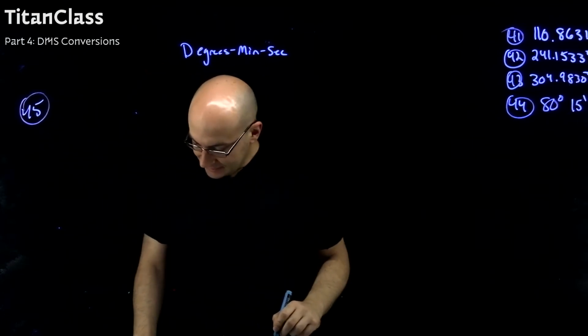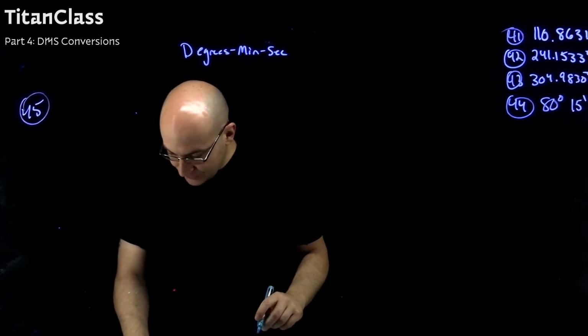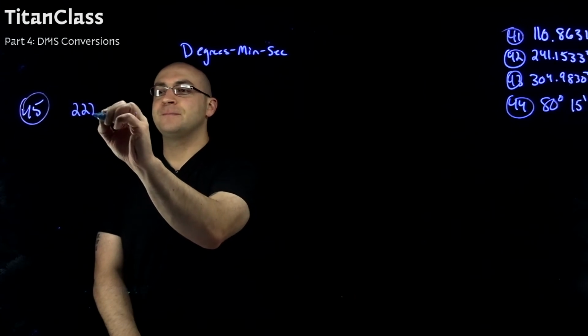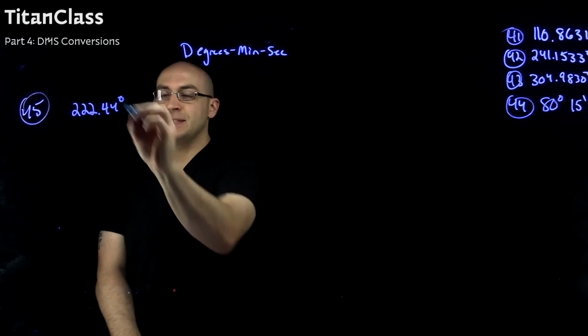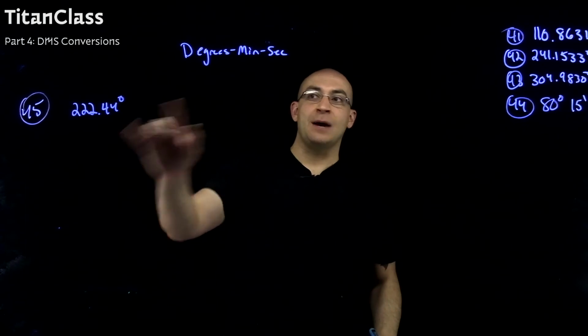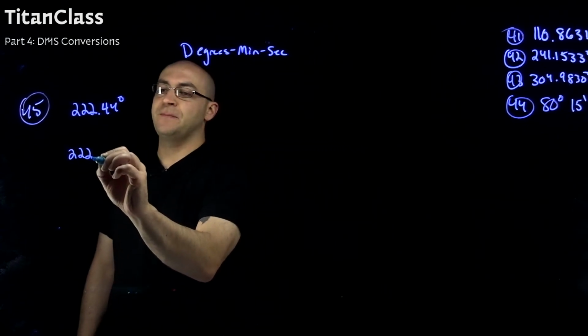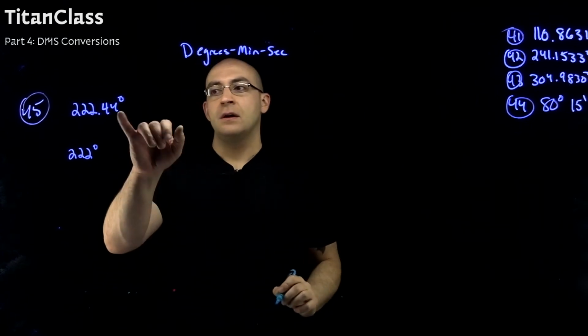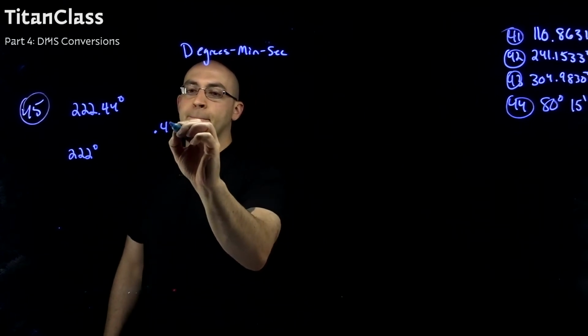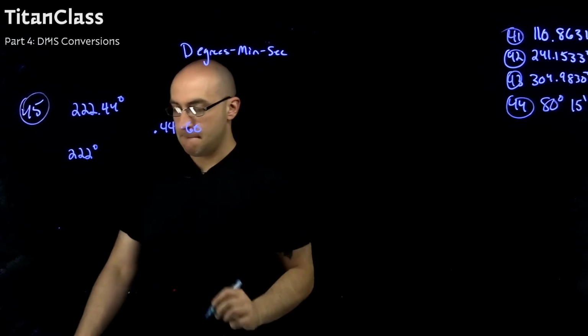Number 45. Let's go, 222.44 degrees. Again, I have this in decimal degree measurement. I want to convert to DMS. So the whole number value of 222 sticks. That's my degree measurement. The 0.44, I'm multiplying by 60. And I am taking 0.44.